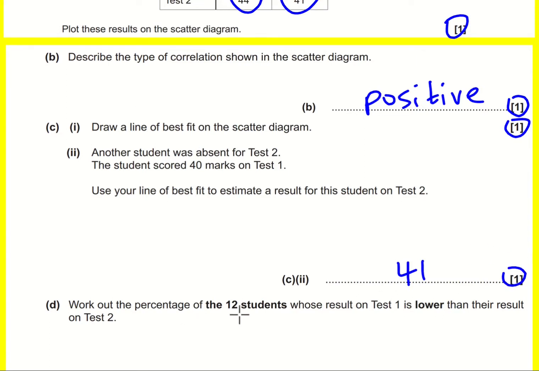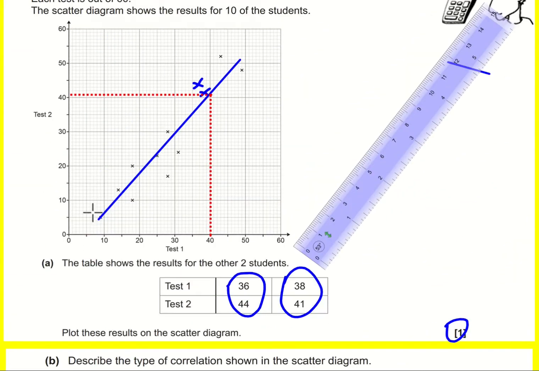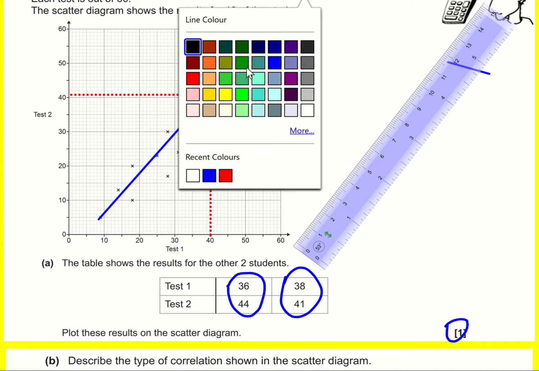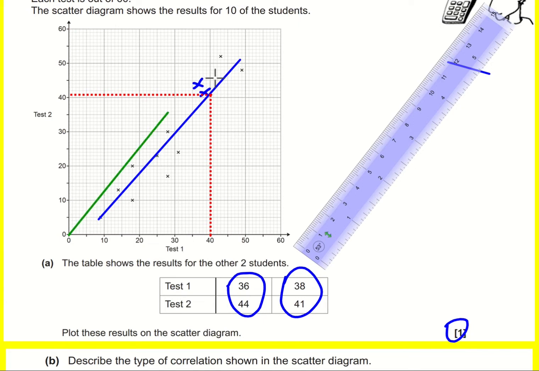Finally, work out the percentage of the 12 students whose result on test 1 is lower than the result on test 2. Okay, I think the first thing to do is draw a line where they're exactly equal. So that's going to go through the origin, and then it's going to meet here, 60.